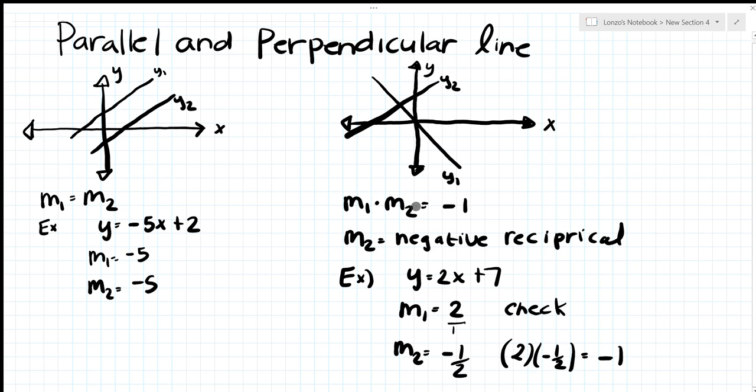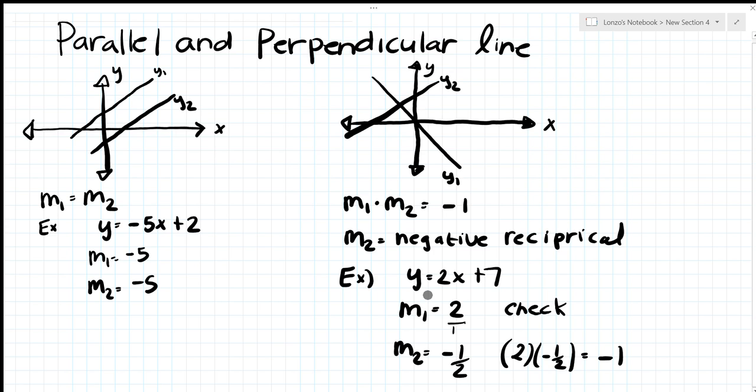So m2 is pretty much the negative reciprocal of m1. An example would be, let's say you are given a linear graph of y equals 2x plus 7, and then they want you to graph another linear equation that is perpendicular to this one. So the first slope, or m1, is 2.